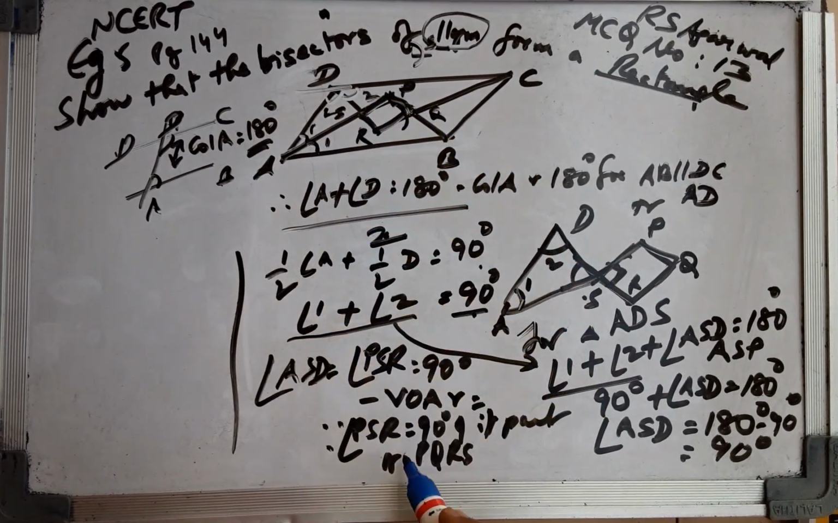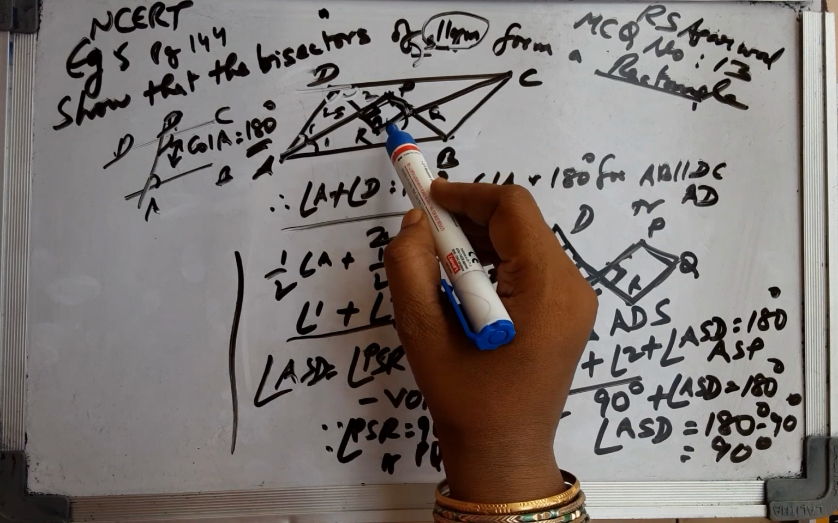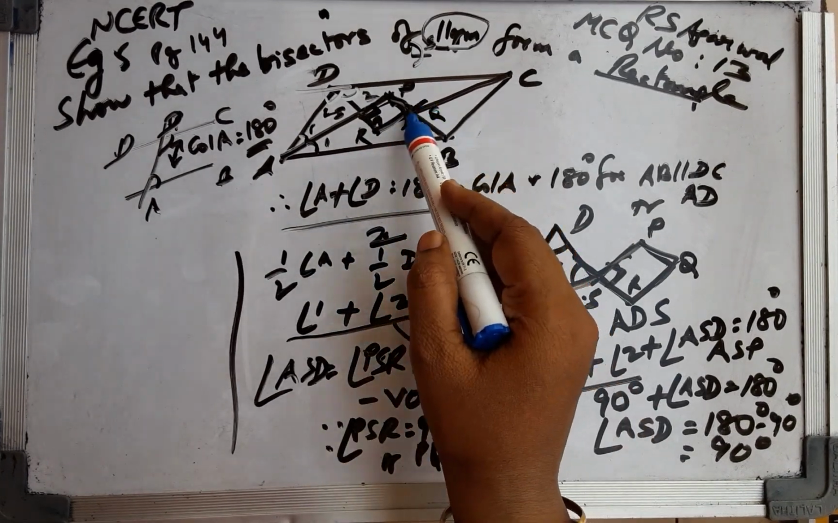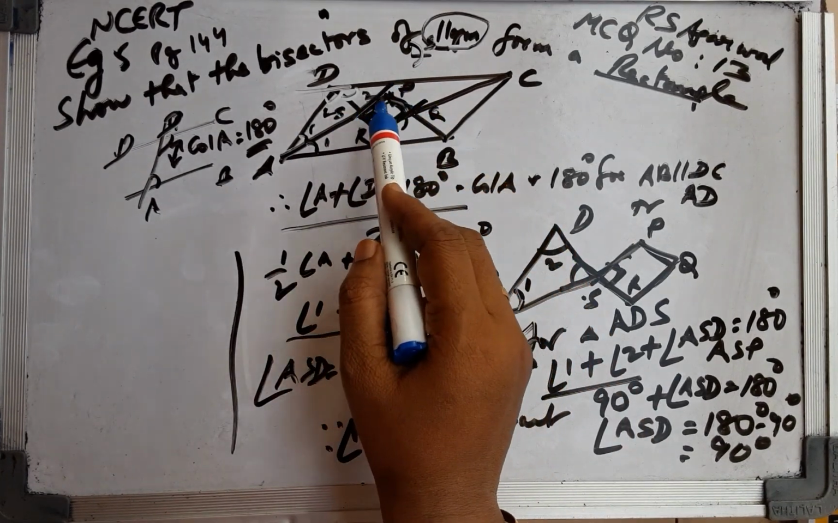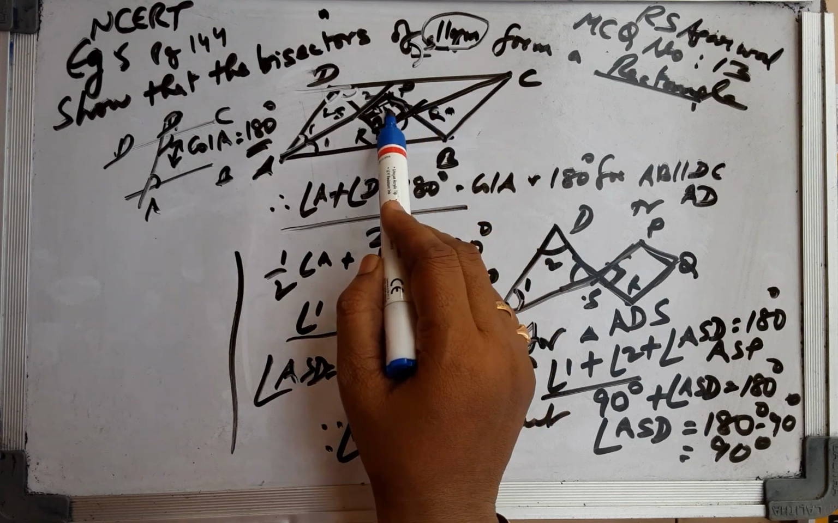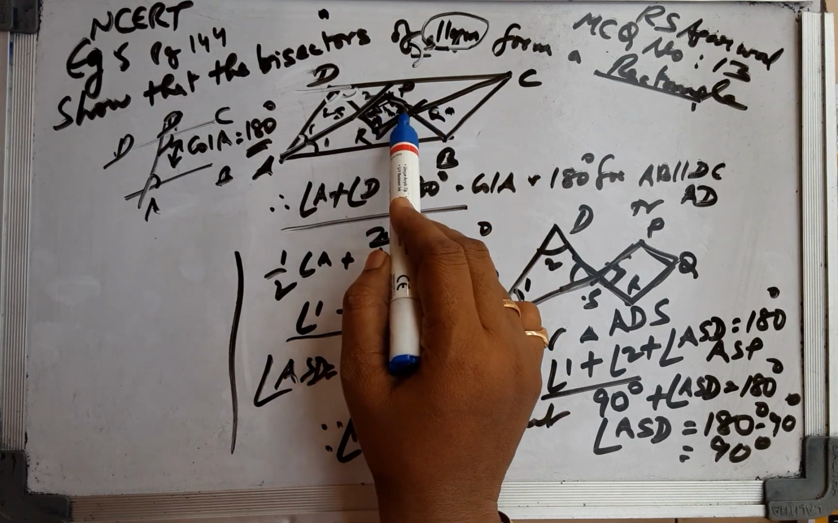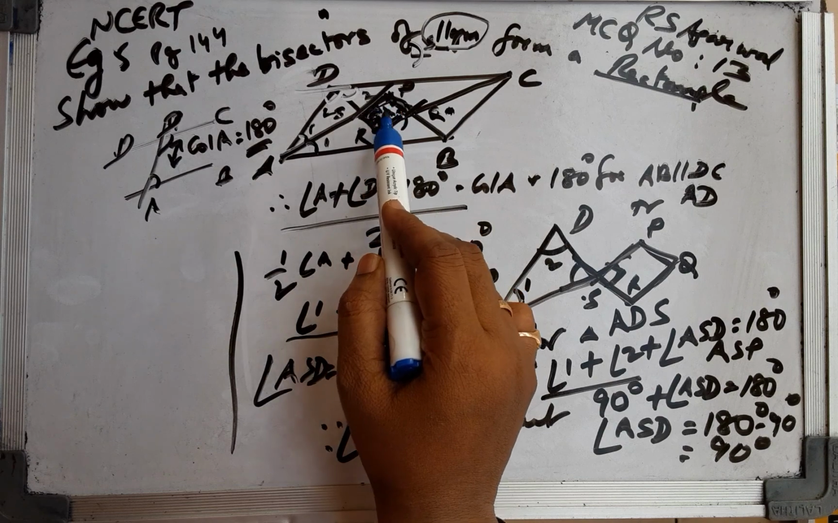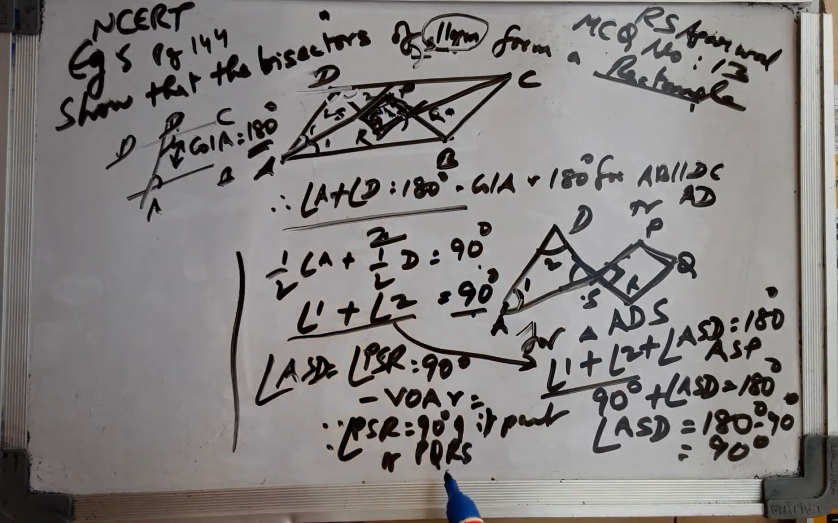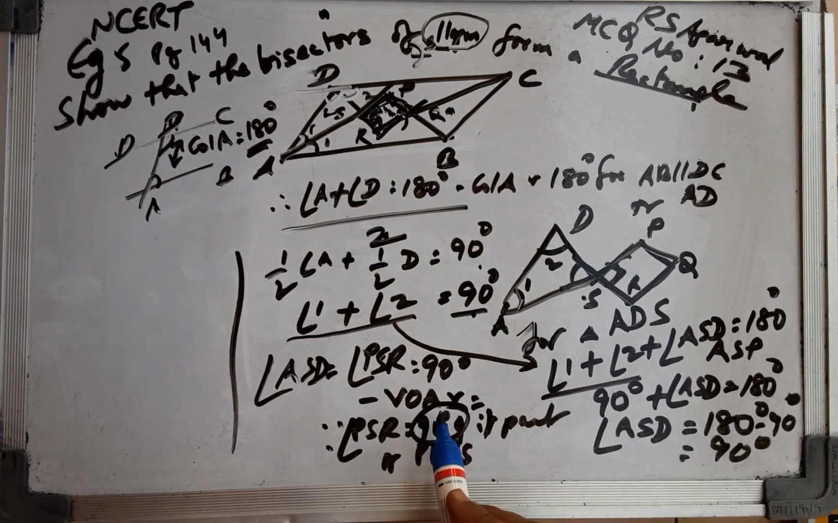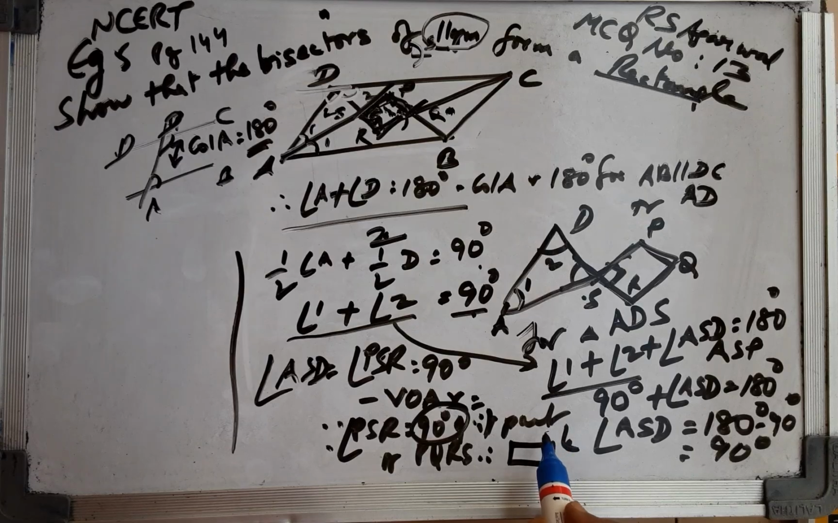Therefore these are co-interior angles and I can prove that these two are parallel, and vertically opposite angles once proved, both sides come to opposite angles 90, and these form the rest. A parallelogram with one angle proved 90 is a rectangle. Therefore PQRS is a rectangle, hence proved.